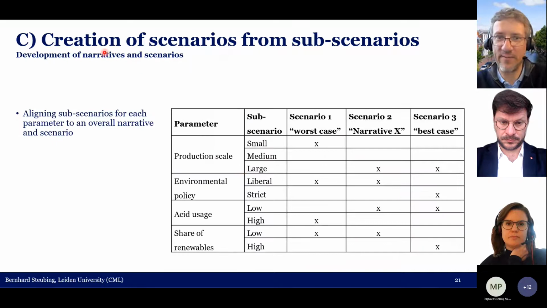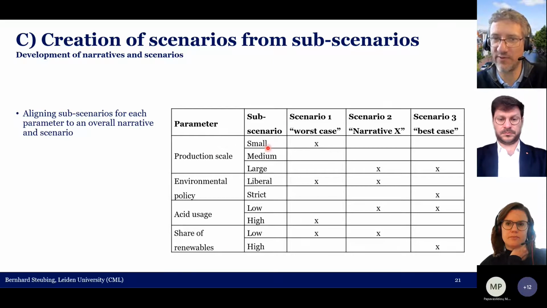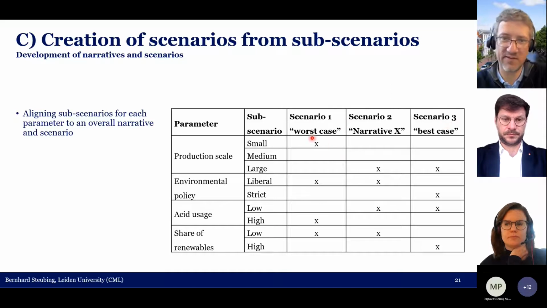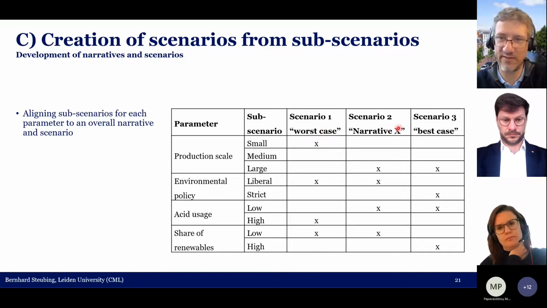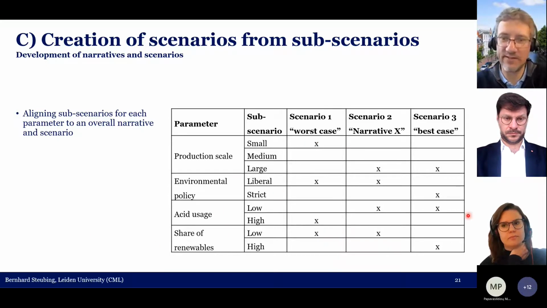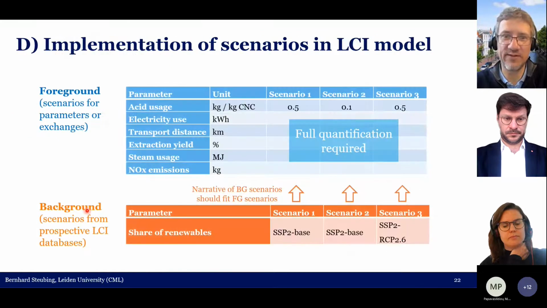Now that we have developed scenarios, we can basically state them like this. So we have the different parameters and their different sub-scenarios, and now we can express the scenarios like this. So we have, for example, a worst case narrative X and best case scenario, and they take different parameter values for each parameter. And having done this, we're almost on the way to implementing that in LCA software.